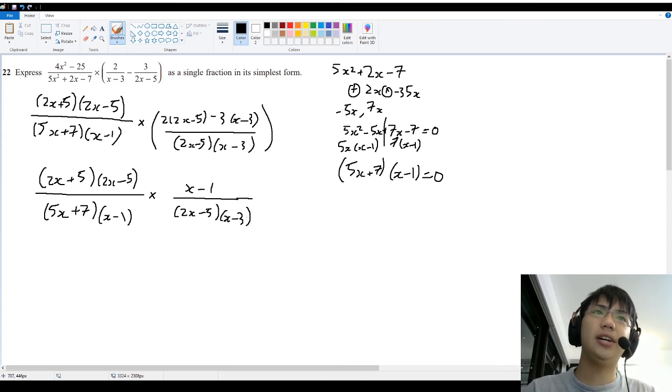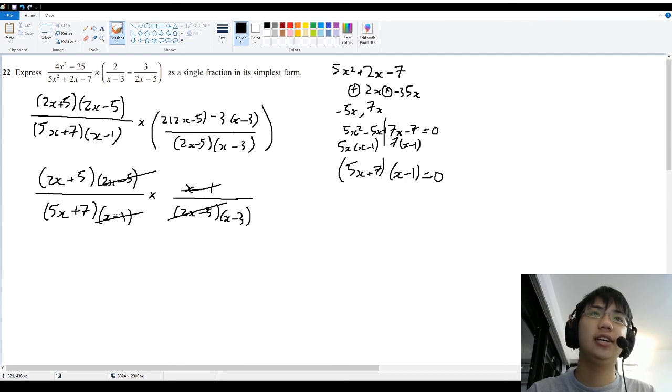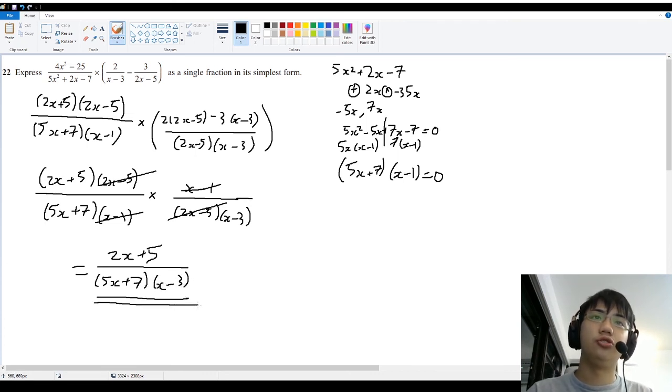So now we multiply this, but we can cancel out factors that appear on the denominator of one fraction and the numerator of the other. So you have x minus 1, so this gets cancelled out. 2x minus 5 also gets cancelled out. So now the fraction is just 2x plus 5 over 5x plus 7 times x minus 3. So that's the answer to this question.